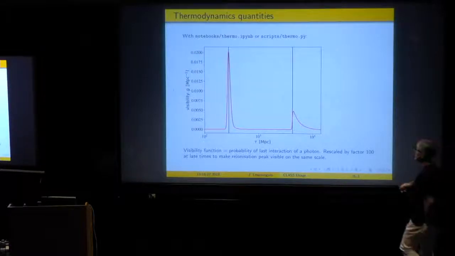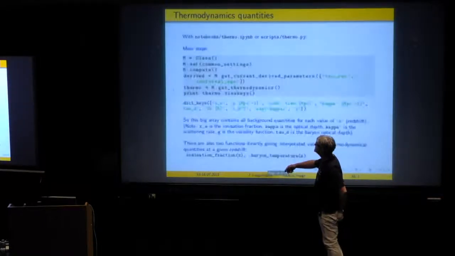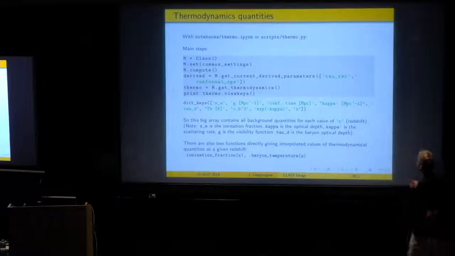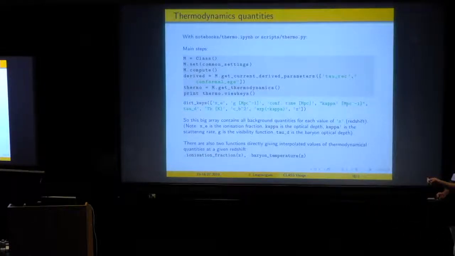So how do you plot this from CLASS? Well, again, with a simple script, it's thermo.py. It always starts with the same steps. And this command will be useful to show the two vertical lines. Before, we had two vertical lines that were showing the time of recombination and the time of reionization. And I will get them after computing everything with a get current derived parameter. And now I ask for tau rec, which is the conformal time at recombination, and conformal age, which is the time today. I didn't ask for tau reio because I knew it from my input.